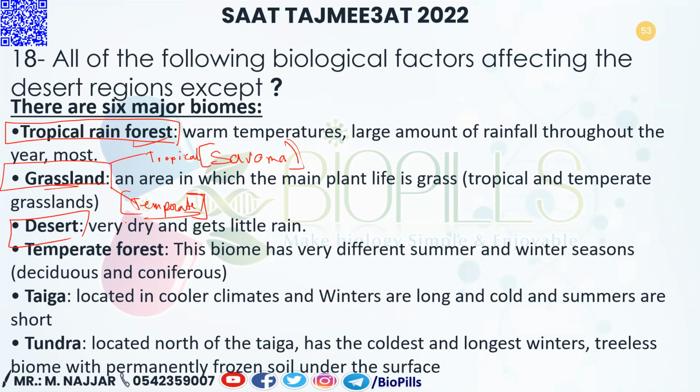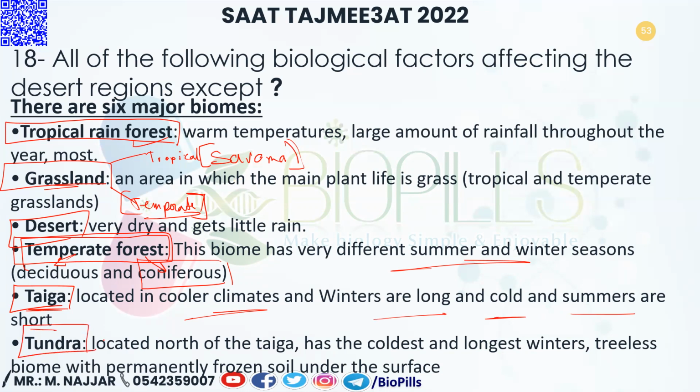Then we have the desert, as we just mentioned, very dry and gets a very little amount of rain. Temperate forest is in the moderate biomes, with very different summer and winter, and it is divided into deciduous trees that lose their leaves, and coniferous, the evergreen. Then the taiga, which means Russian forest. It is located in cooler climates, and winters are long and cold, while summers are shorter.